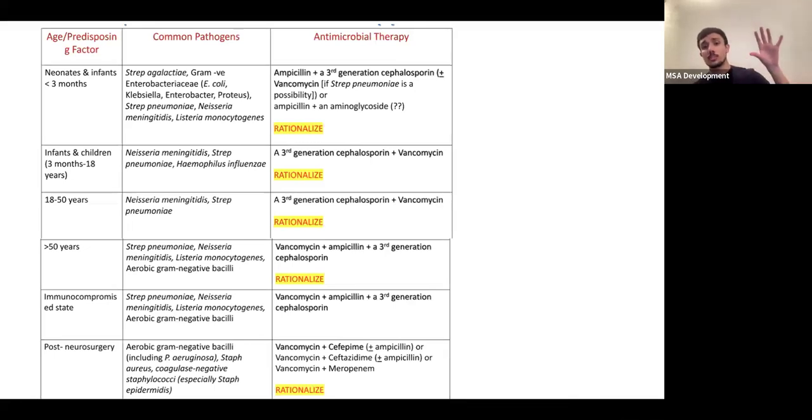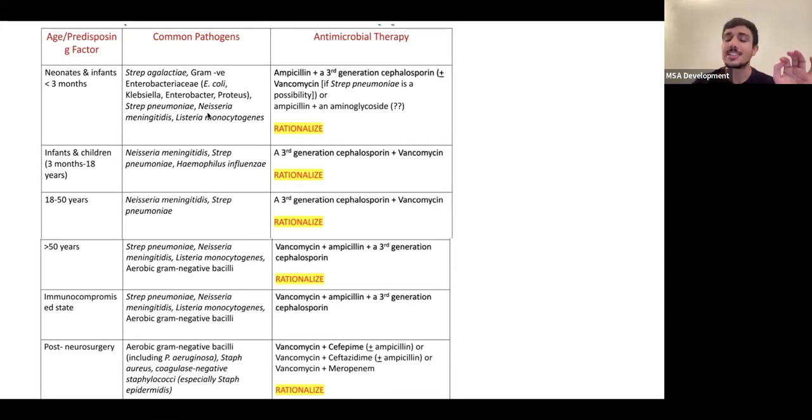This table is super important. I cannot tell you how important it is, but let me try to simplify it for you. It looks like a lot of words, I know, don't worry. First, the first age group is less than 3 months. Less than 3 months, you have Streptococcus agalactiae, very important. You can also have strep pneumo, Neisseria, and Listeria. I'm going to be honest with you, this is just my experience, you can keep this or not: the Enterobacteriaceae, E. coli, rarely comes up in exams. So just remember strep agalactiae, strep pneumo, Neisseria, Listeria.